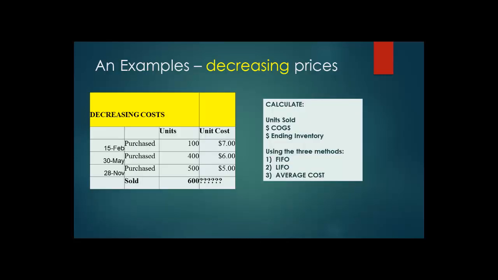Let's take a different example, decreasing prices. I'm going to use my same 1,000 units, but I'm going to use different costs. I'm going to start out in February at $7 a unit. In May it went down to $6, and in November the cost went down to $5. We sold 600, so we know that ending inventory was 400. We take the goods available of 1,000 minus the sales is ending inventory. So let's value cost of goods sold and ending inventory using our three methods.